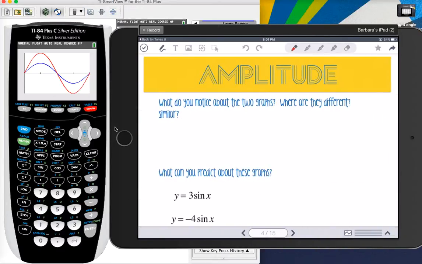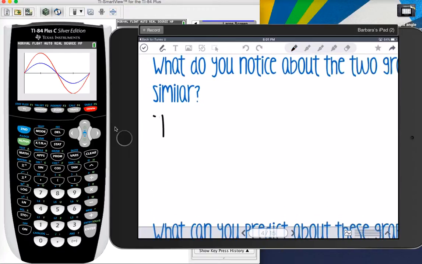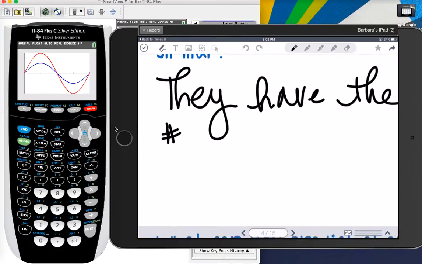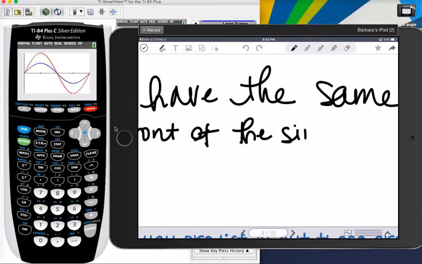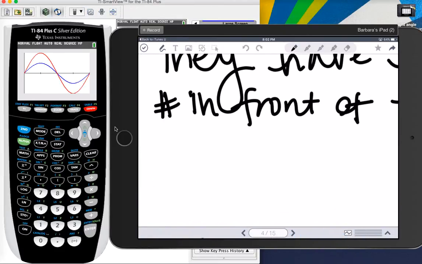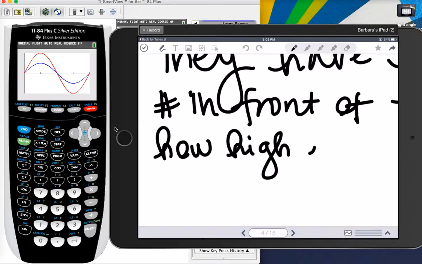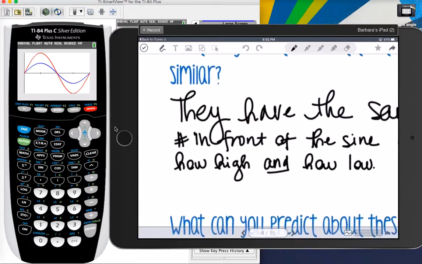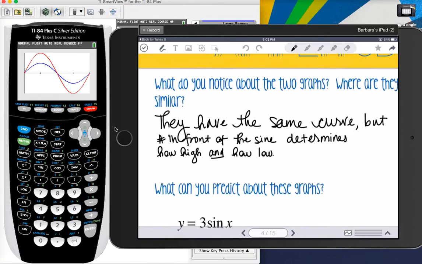Okay. What do you notice about the two graphs? Where are they similar? Where are they different? They have the same curve, but the number in front of the sine determines how high and how low. So they have the same curve, but the number in front of sine determines how high or how low something goes.